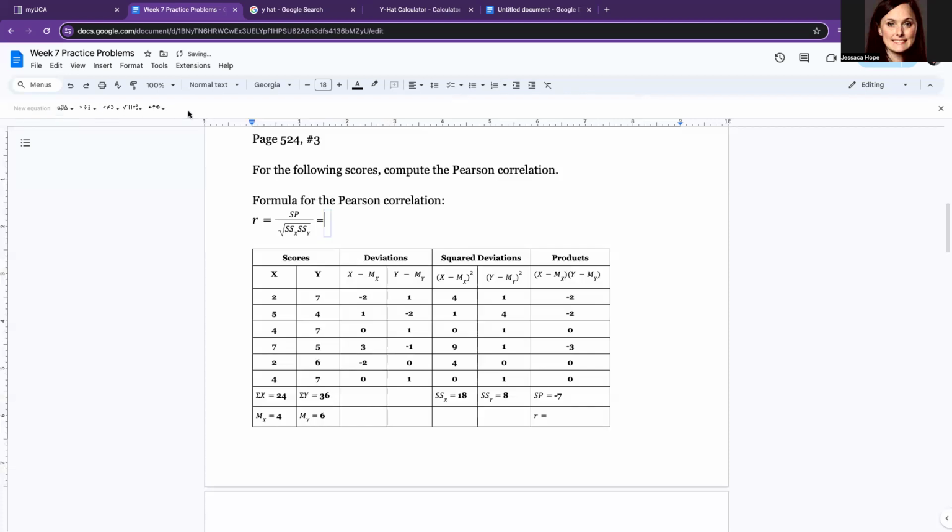So first things first, I'm going to make a new equation. SP is negative 7. I'm going to put the square root. SSX is 18 times 8. Equals a new equation. Negative 7 over square root 18 times 8 is 144. I think the square root of 144 is 12.